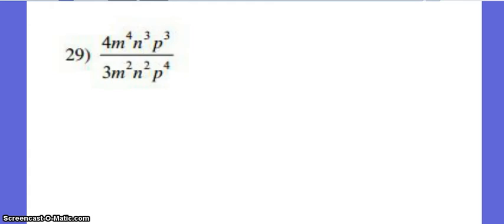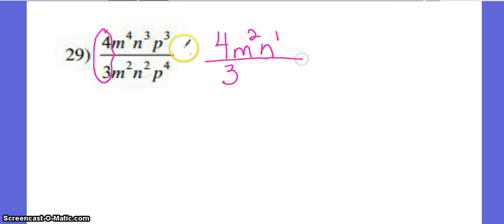Okay, and then this one is probably the most complex one on this page, but it's not too bad. This 4 divided by 3, you leave it like that, so you can't really do 4 divided by 3, so you just leave 4/3. Then you say 4 minus 2, which is a positive 2. 3 minus 1. And then 3 minus 4 is a negative 1. So instead of it being here, we're going to take that out and put it on the bottom.